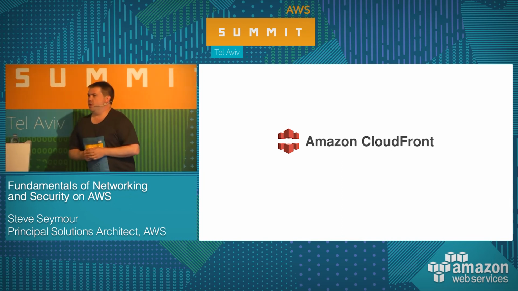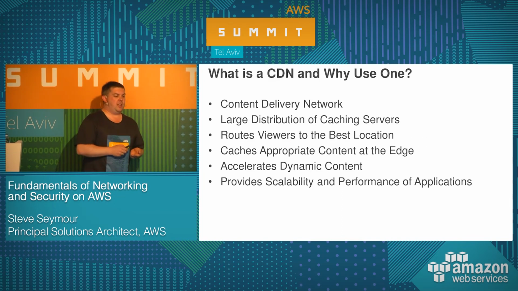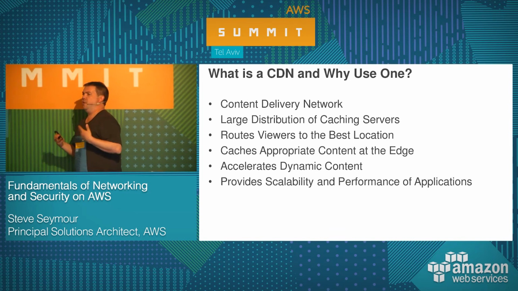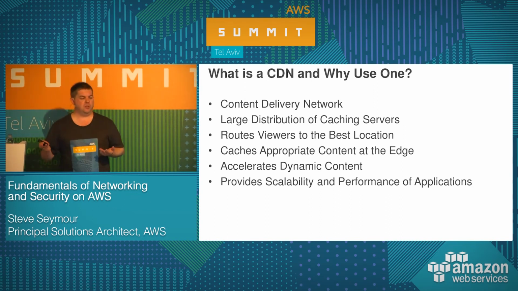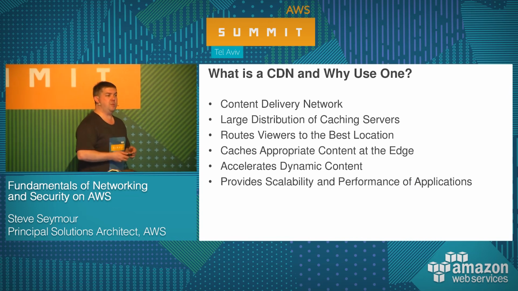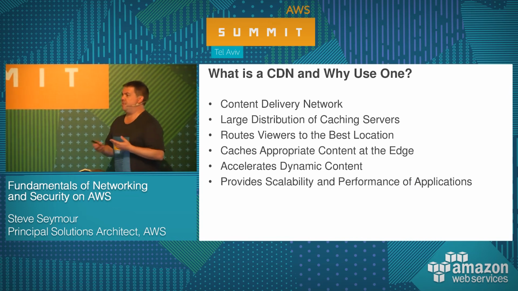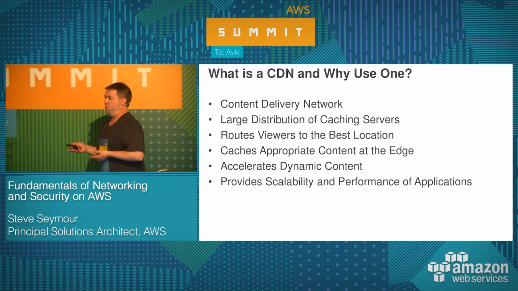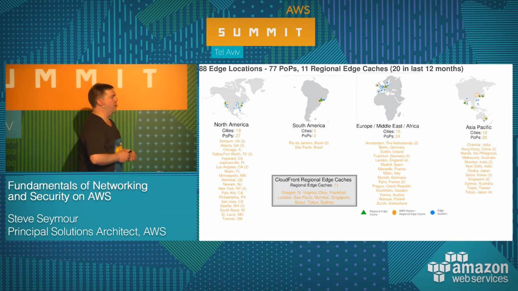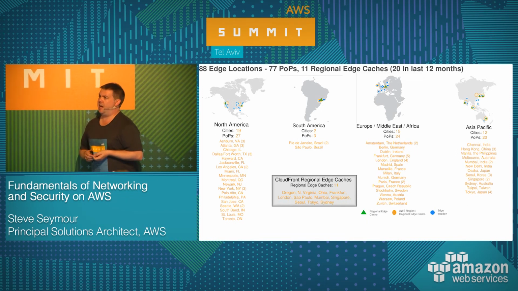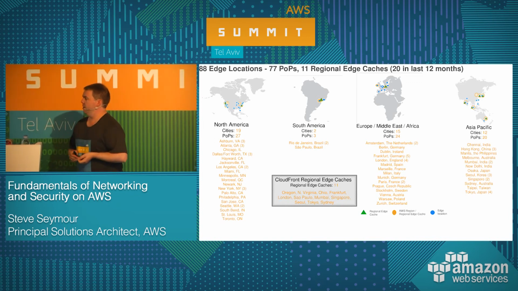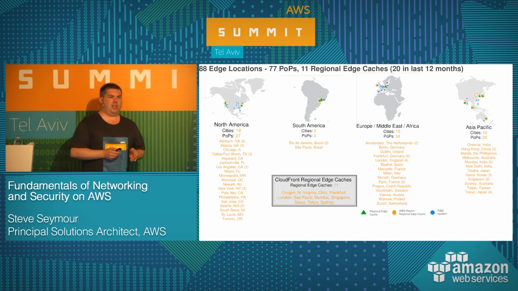I wanted to briefly also touch on CloudFront. So CloudFront is our content delivery network. If you're not familiar with CDNs, it's basically a very large distribution of caching servers, or what we call edge locations, and it allows you to cache that content closer to where your users are consuming it. So this might be a static website, it might be assets that are used for displaying particular web pages, and we have many edge locations around the world. Currently we have 88. 77 of those are actual CloudFront edge locations, and the other 11 are what we call regional edge caches.